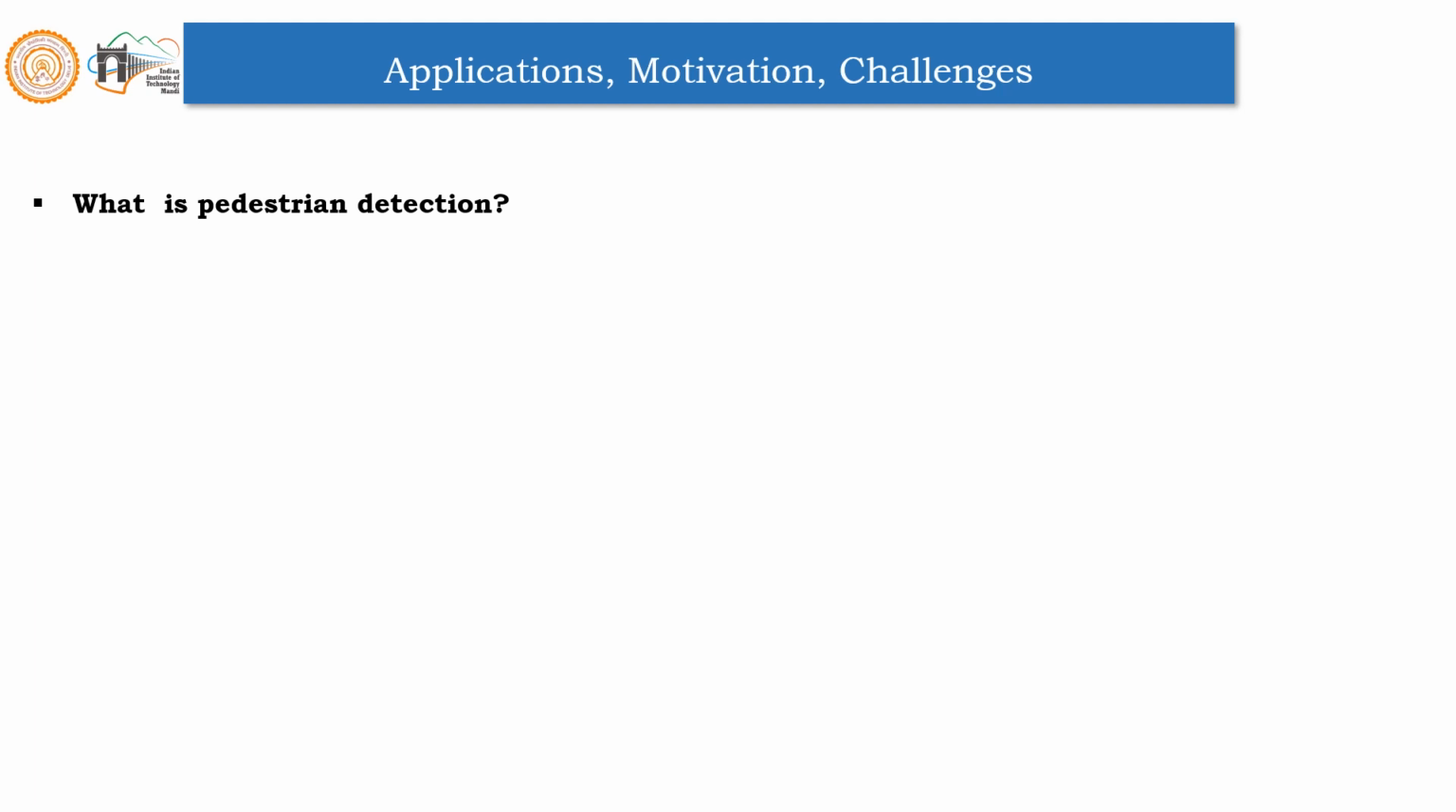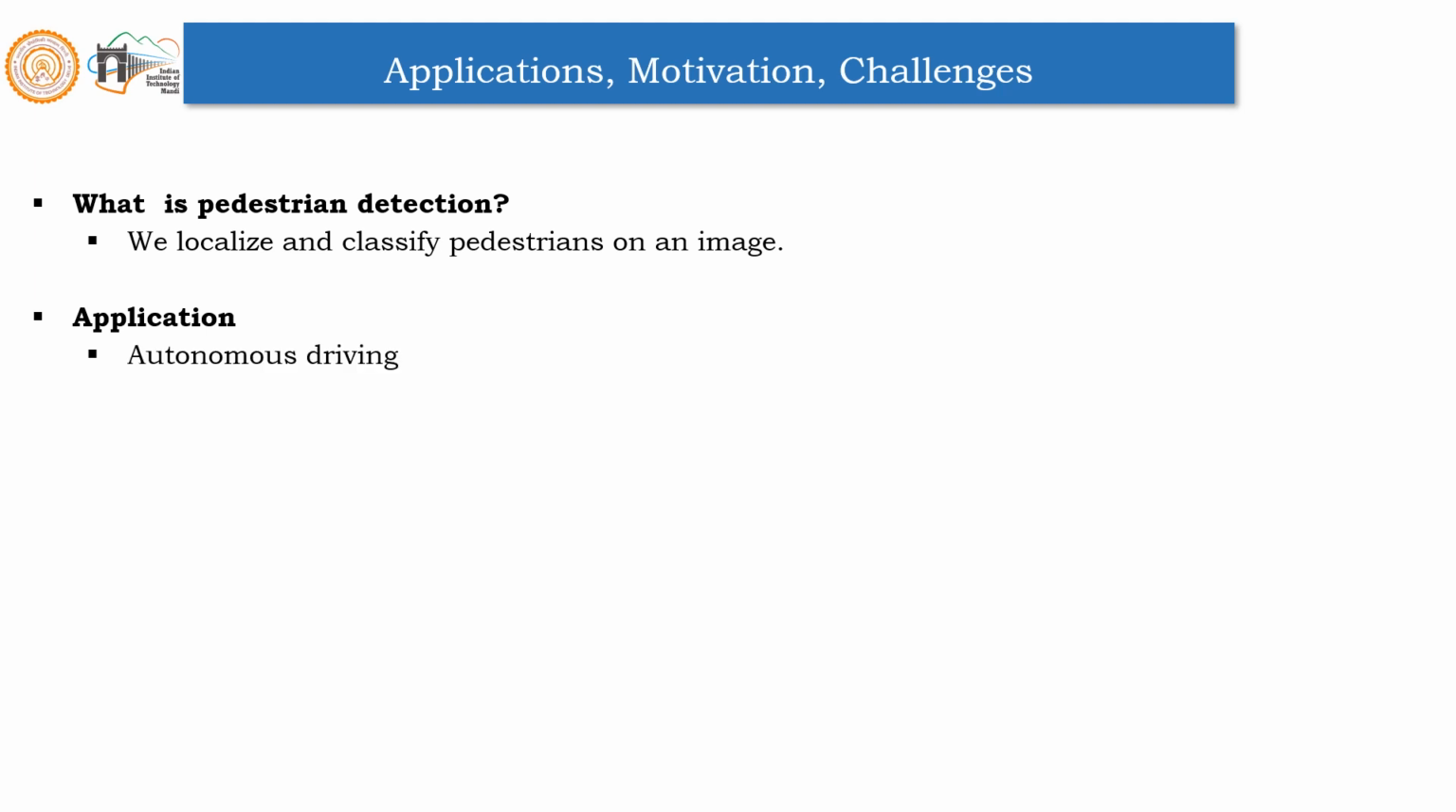Pedestrian detection is the task of localizing and classifying pedestrians in an image. Given an image as an input, our task is to localize where the pedestrian is and draw a bounding box around it. It has its application in autonomous driving, surveillance, and robotic navigation.